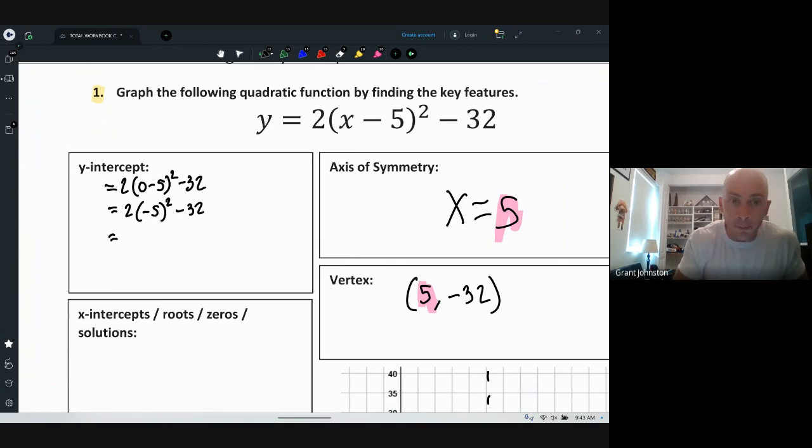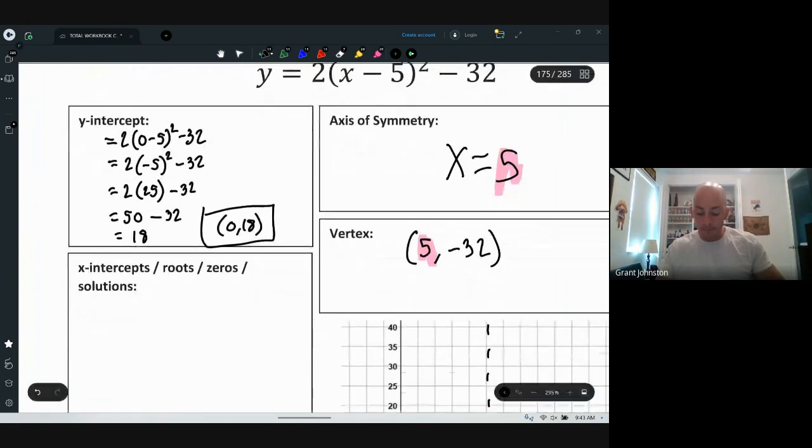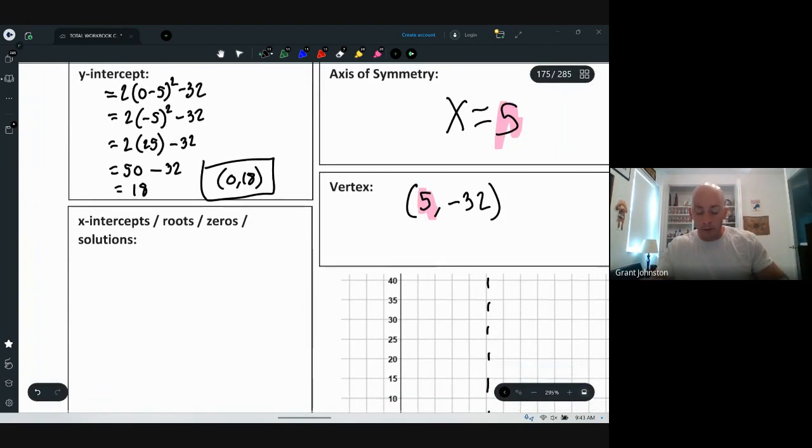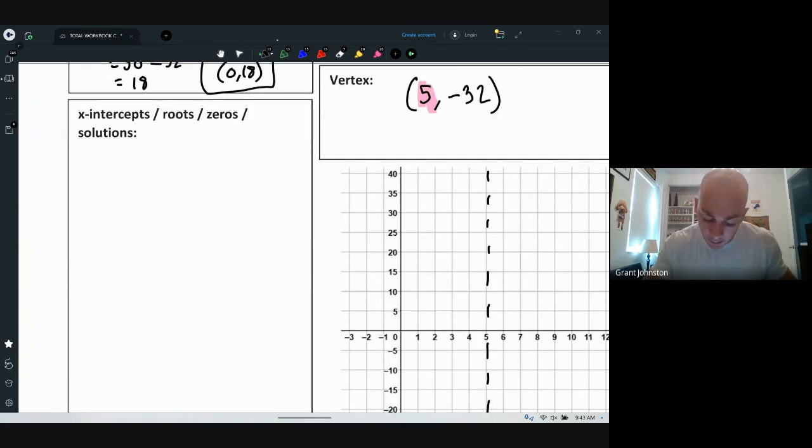Negative 5 squared is positive 25, right? So I'm going to have 2 times 25. 2 times 25 is 50. And 50 minus the 32 is 18. So this y-intercept is at 0, 18. Okay. So that would be about here.